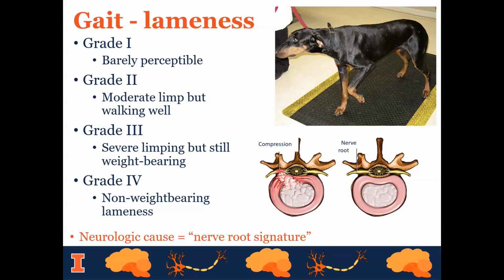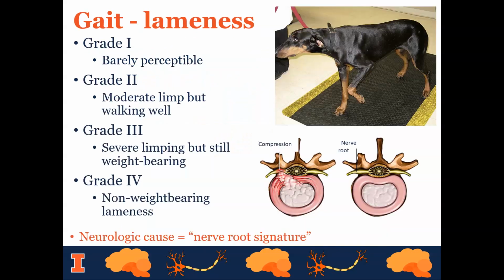So when we think about just limping as an observation, we usually break it up into four grades. So one is barely noticeable. Two is a clear and consistent limp, but that animal is bearing weight and otherwise walking well. Three is a pet whose limping is very severe with a lot of toe touching, but they're still able to bear some weight. And then four is a totally not weight bearing lameness.